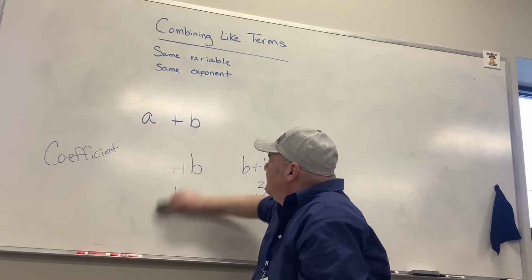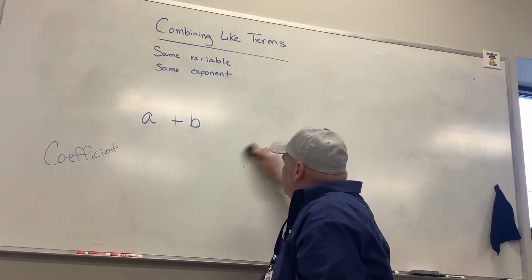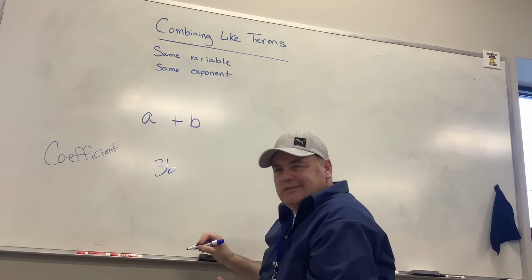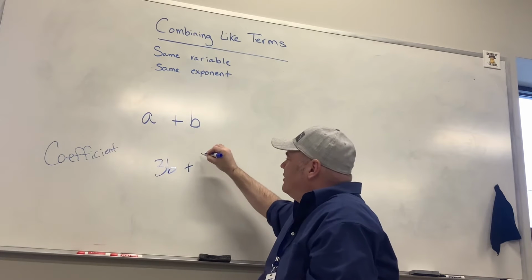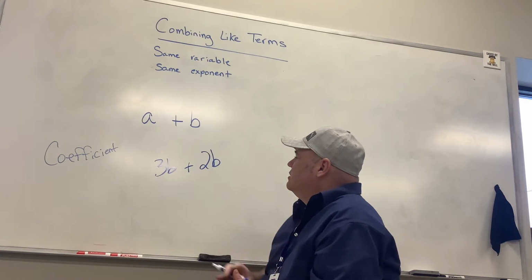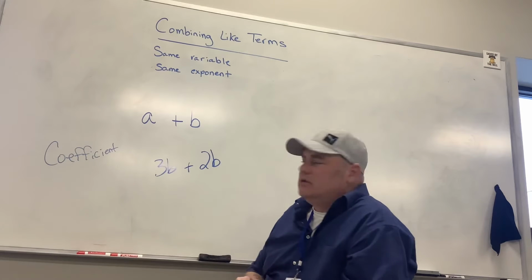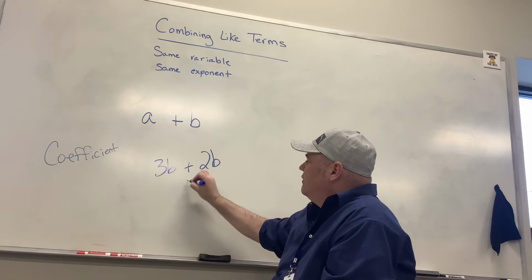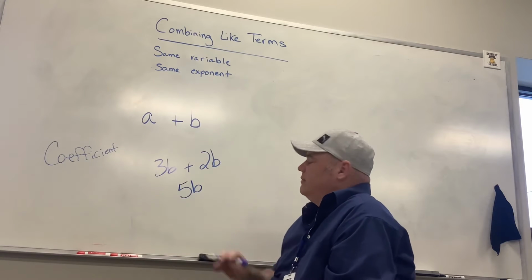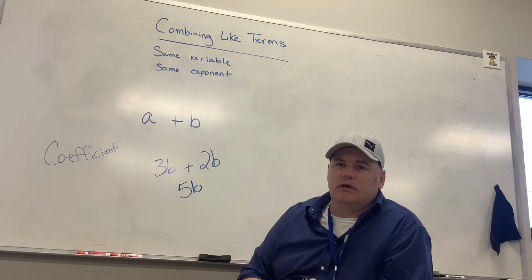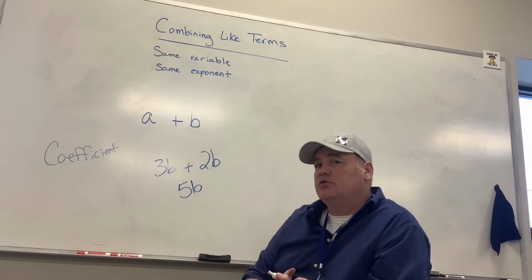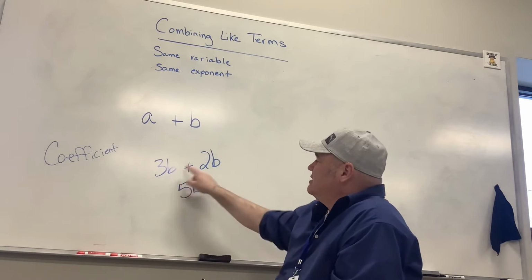Staying with bananas, let's say I had three bananas, and then I need some more. I have guests coming over, they like bananas, so I buy two bananas more. When I go to pay, I have three bananas and then the two, so I can add those coefficients to make five bananas. And that's all you're doing, adding the coefficients to combine those. The only reason you can do that is because they're the same letter.